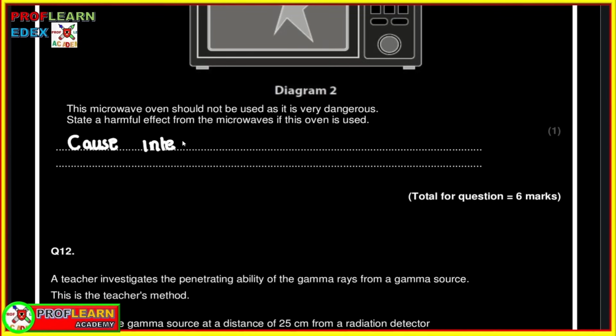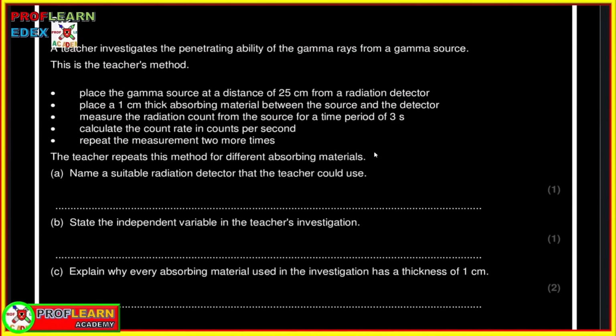We say that X-rays can cause internal heating of body tissues. We move to question number 12, whereby we are told that a teacher investigates the penetrating ability of gamma rays from a gamma source, and this is the teacher's method. Place the gamma source at a distance of 25 centimeters from the radiation detector. Place 1 centimeter thick absorbing material between the source and the detector. Measure the radiation count for a time period of 3 seconds. 3 seconds is too small to detect, but the teacher could have used a longer period of time.